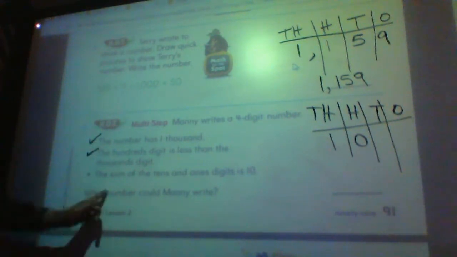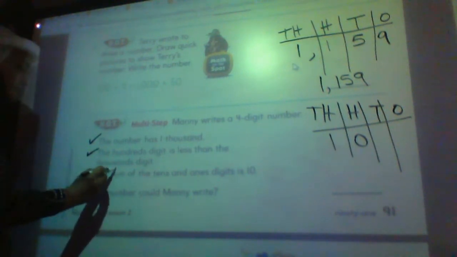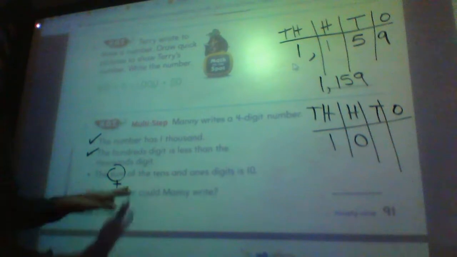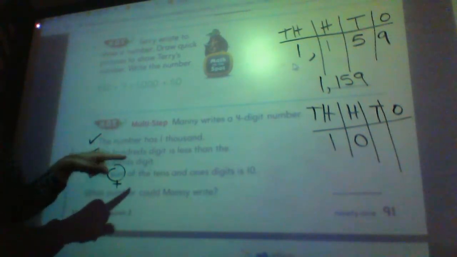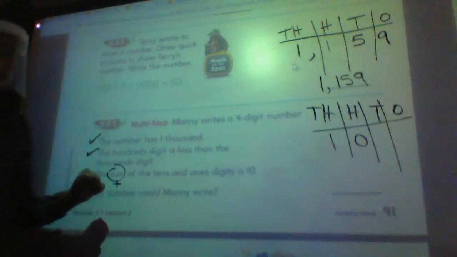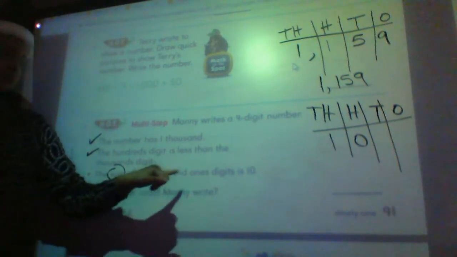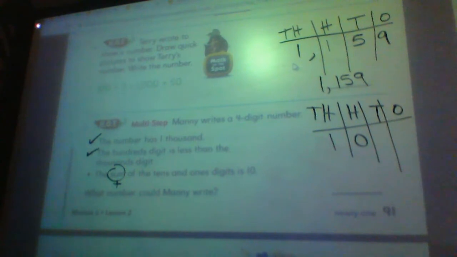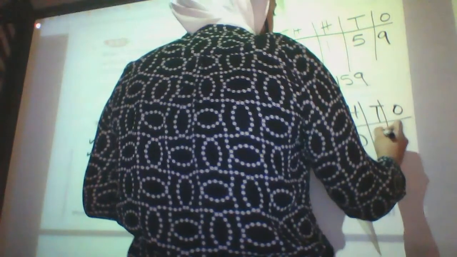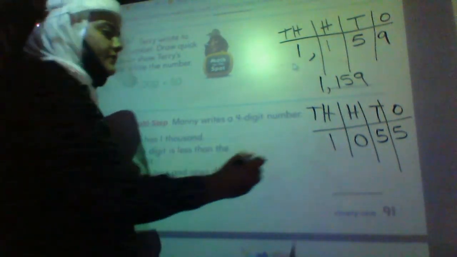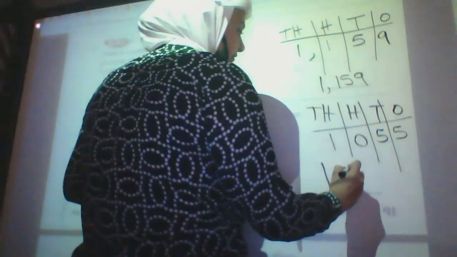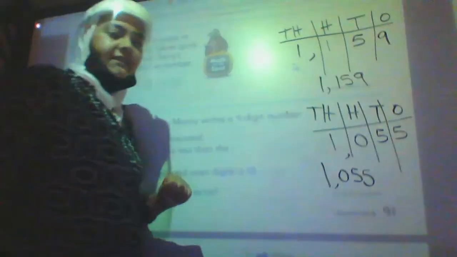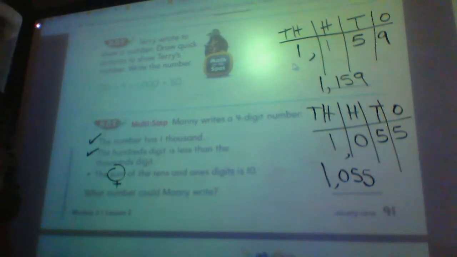Check that off. The sum of the tens, what does sum mean? Sum means add, plus. So sum means when you add the two numbers. So the sum of the tens and the ones digit is 10. So that means when you add the tens and the ones, it makes 10. What plus what is 10? 5 plus 5 is 10. So this could be 5 and this could be 5. So what's the number? 1,055. Very good. 1,055. Good job.